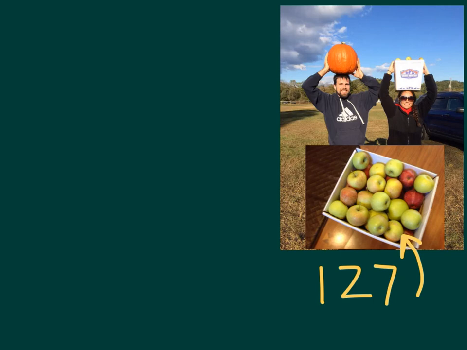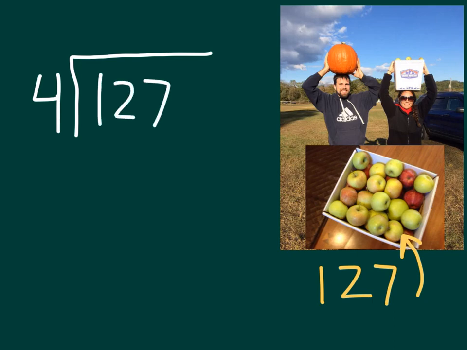I want to figure out, if I want to make 4 gallons of apple cider, how many apples can I use for each gallon? So I'll set that up here. We want 4 gallons of apple cider, so we'll put that outside the division symbol. And I have 127 apples, so that's my total. That goes on the inside. Along the side, I'm going to write myself my steps so I don't forget them. Again, that was divide, multiply, subtract, bring down, repeat.